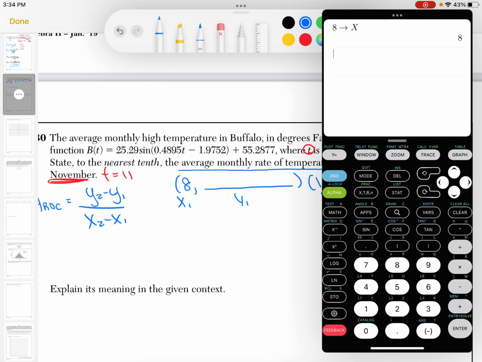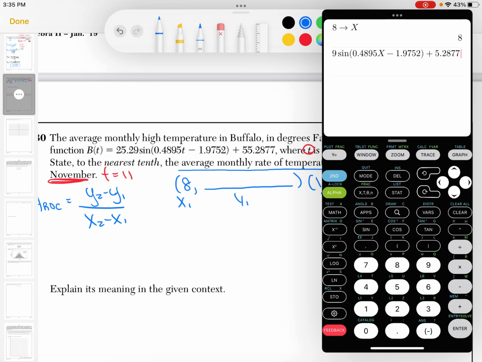So I'm going to get out of this by hitting second quit. And now we've got to type this in. I already stored 8 for x. Now I need to type in this equation. This is the horrible part. And I already messed up. 25.29. Double check along the way, you guys. It's so important that you type this in right. This is 0.4895 x minus 25.29 sine. Just double checking. It's 1.972. Close your parentheses where they go as well, and this will be 55.2877.